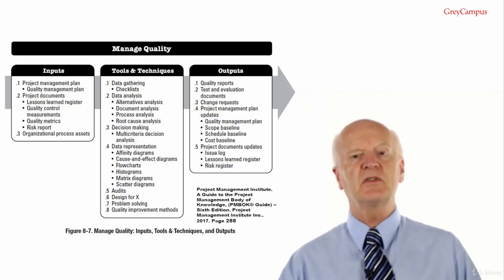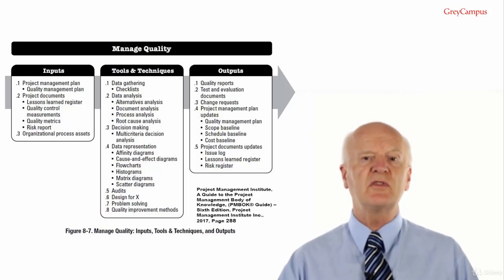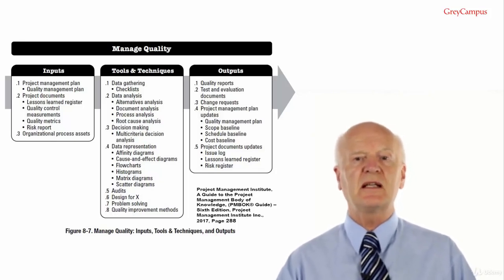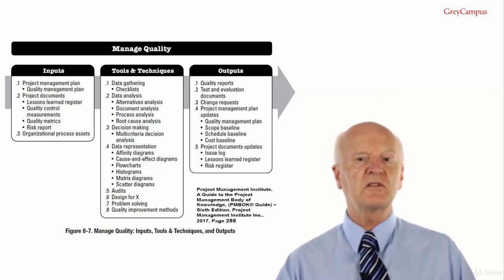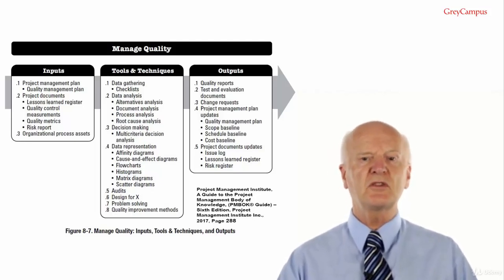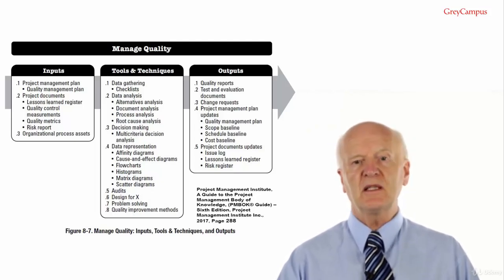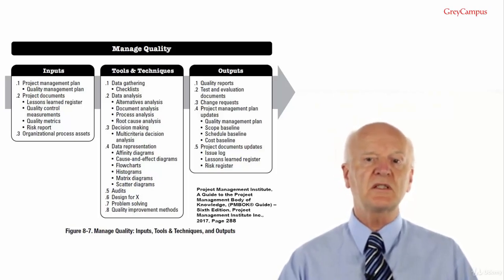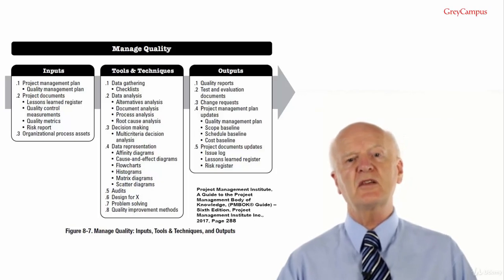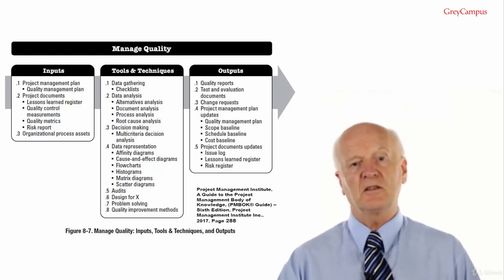Tools and techniques. Number 2, data analysis. Techniques that can be used for this process include alternatives analysis. This technique is used to evaluate identified options in order to select which different quality options or approaches are most appropriate to use. Document analysis, the analysis of different documents produced as part of the output of project control processes such as quality reports, test reports, performance reports and variance reports.